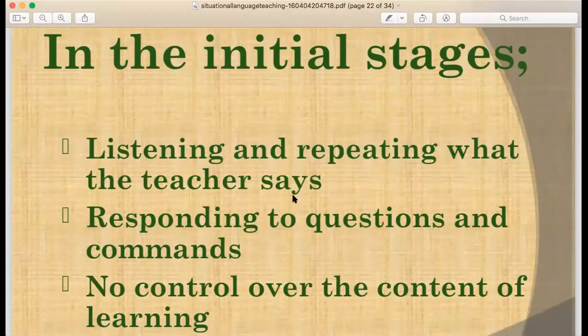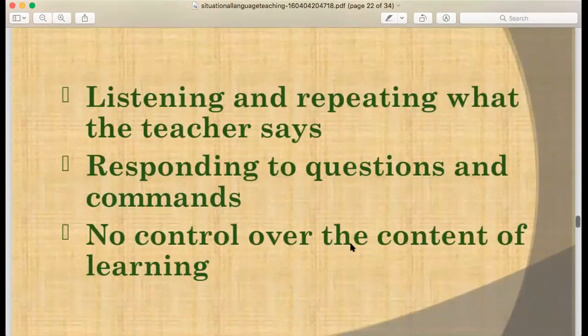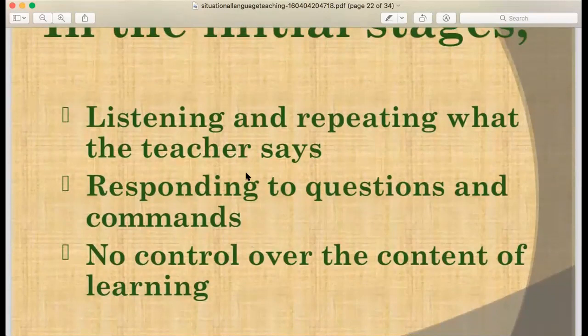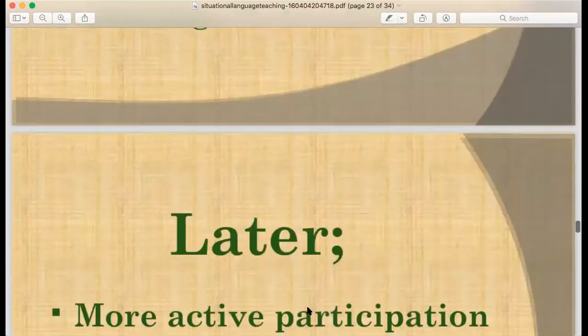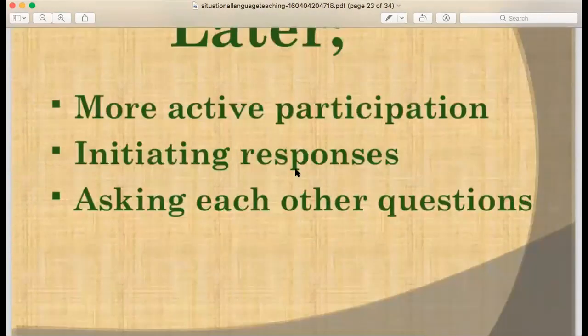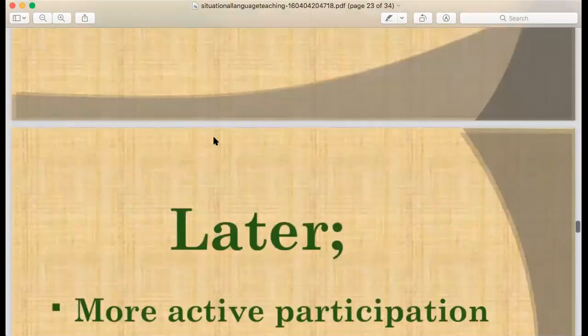They respond to the questions, and they do not have any control over the content. The content is already prepared. Even the teacher doesn't have a role on the content of learning, right? She might select things from there, but this is what the student role remains. They follow the teacher, they listen, they repeat, they respond to the commands, and they have no role. Later on, they have active participation, but still they would follow a certain syllabus and the course. They do not have control over the contents.